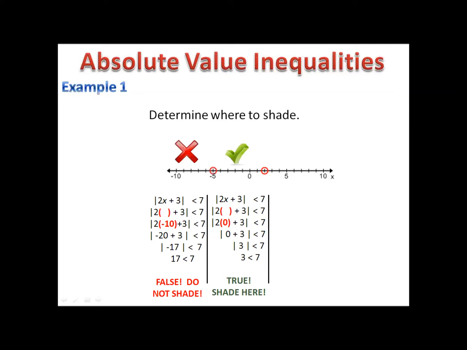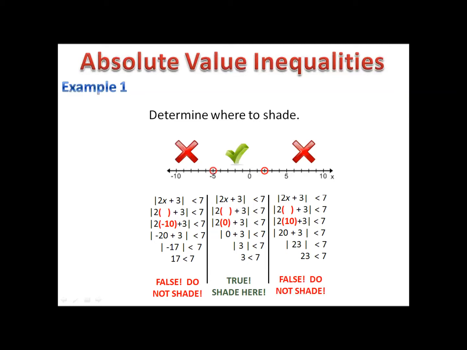Finally, we'll pick a point in the last section, and we'll plug it into the same inequality. How about we choose 10? 2 times 10 is 20, plus 3. That's the absolute value of 23. Is 23 less than 7? No, it's not. Since it's not, we do not shade in this area. So the spot where we shade is exactly where the check mark is.